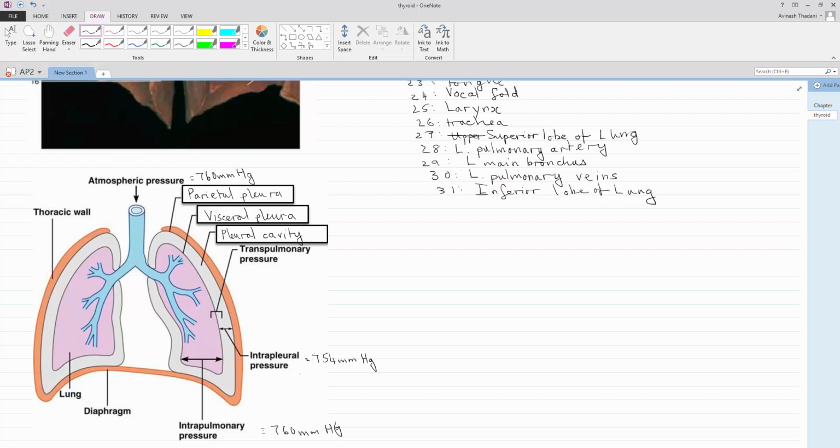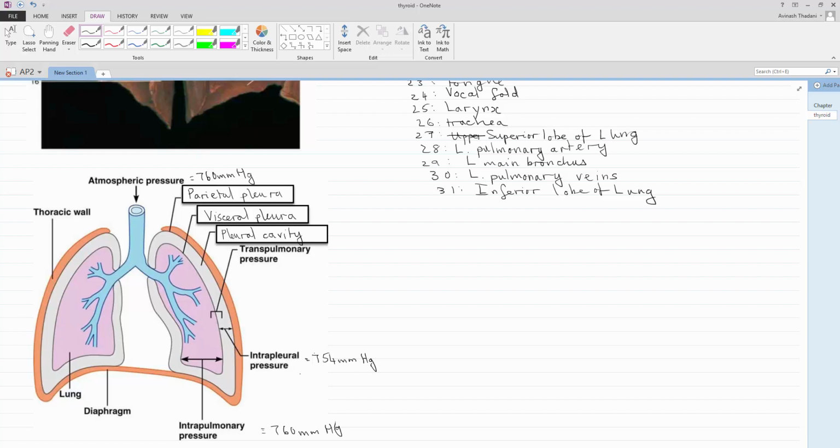The reason why you need a negative interpleural pressure is to make sure that the visceral pleura remains attached to the parietal pleura. Now remember that the parietal pleura is attached to the chest wall. It's attached to the ribs on the costal surfaces, it's attached to the diaphragm, it's attached to the mediastinal surface as well. The visceral pleura is attached to the lungs themselves, but remember the lungs are very passive. They're just like little balloons, and it's only the changing of the size of the thoracic cavity that enables the lungs to change in size as well.